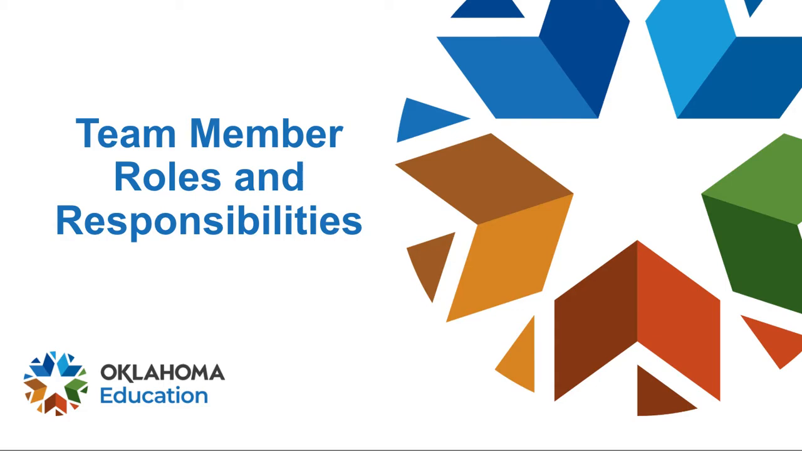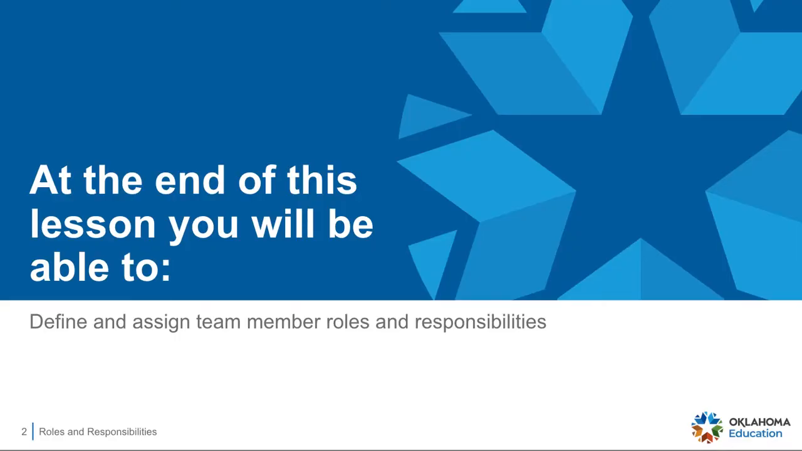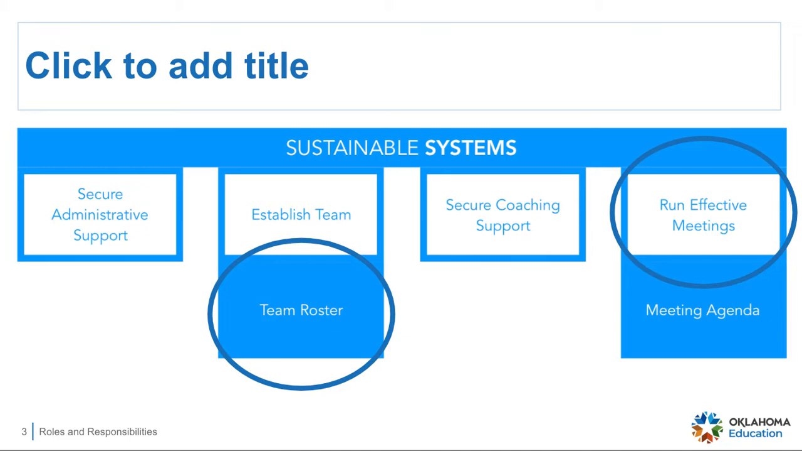In this lesson, we will be discussing the team member roles and responsibilities. At the end of this lesson, you will be able to define and assign team member roles and responsibilities. In previous lessons, we have referenced the sustainable systems as a critical feature of school climate transformation through MTSS. Today, we will focus on the team roster and how assigning roles and responsibilities will ensure that meetings run smoothly.